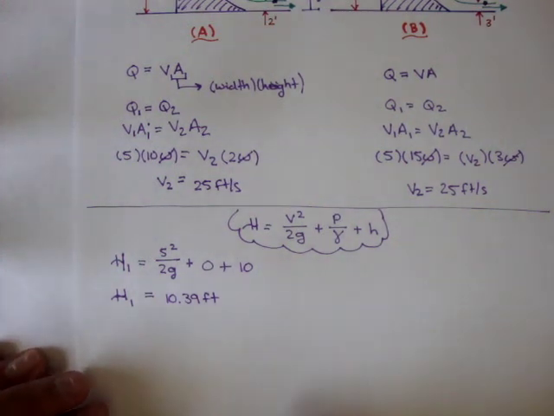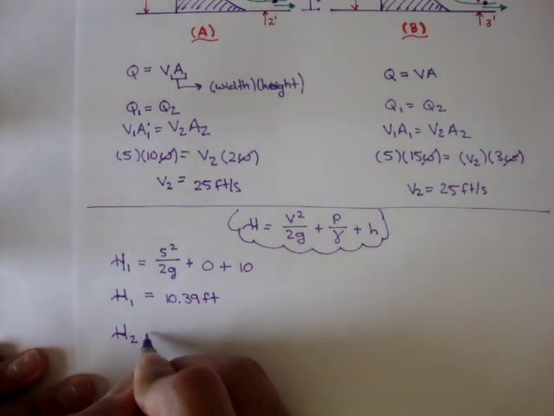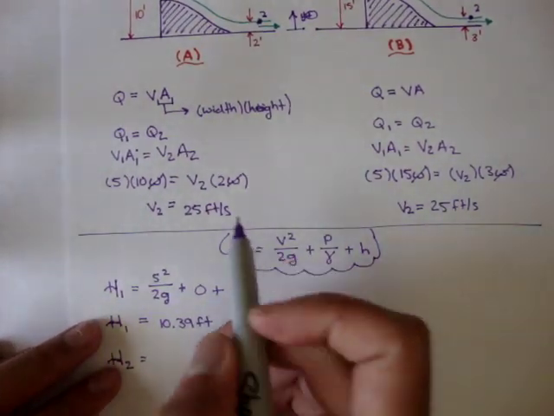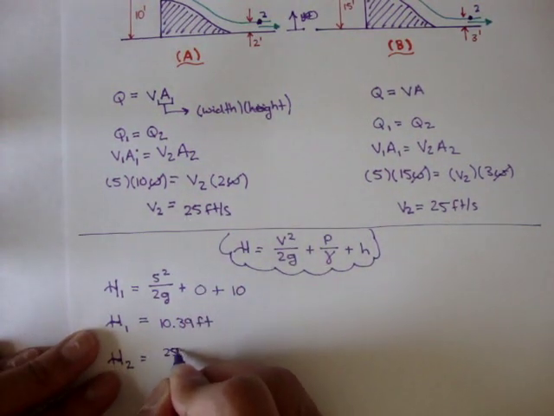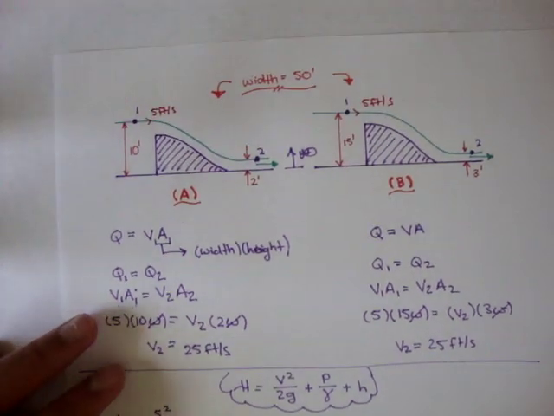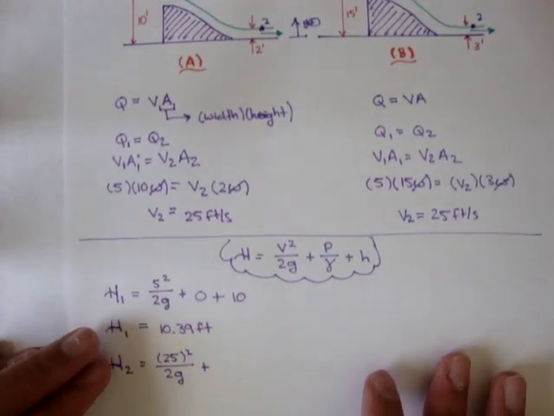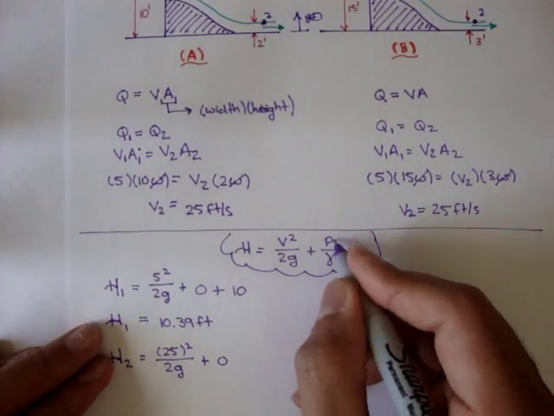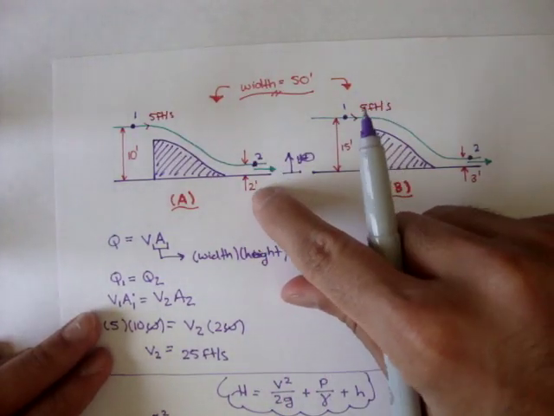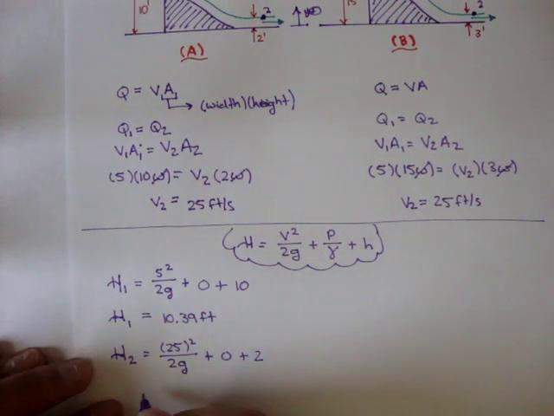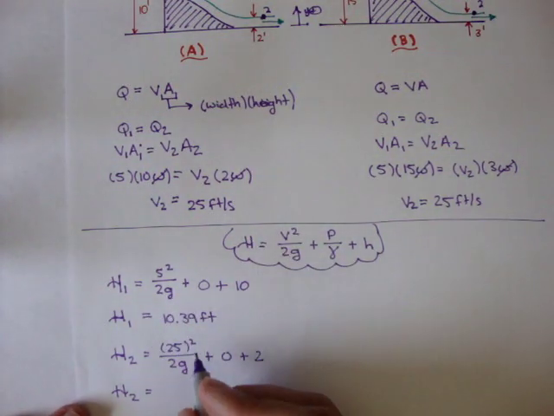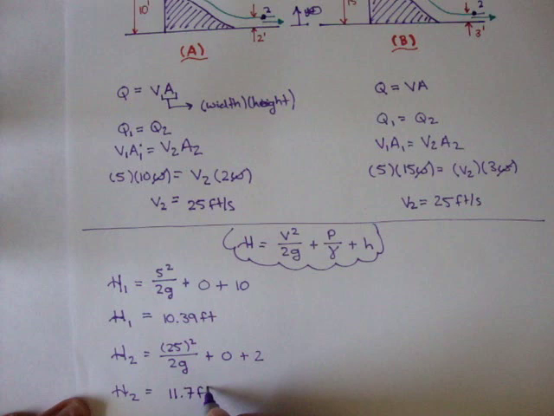And let's do that same method for point 2 down here for A. Our velocity at 2 we found out to be 25 feet per second, so it's 25 squared over 2 times g plus the pressure at 2. Well, the pressure at 2 is also equal to the atmosphere, right? So that's just 0. That whole term is 0. Plus the height. Well, in this case, point 2 is only 2 feet high, right? 2 feet high. So we'll do that, 2 feet. And we solve and we get the total energy head at point 2 for scenario A is about 11.7 feet.